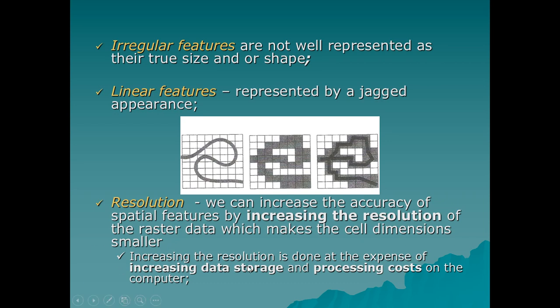Increasing the resolution is often done at the expense of increasing your data storage, because now you have more cells to store, and also processing costs. So you'll need greater processing power on your computers, because now you have a larger amount of data to process.